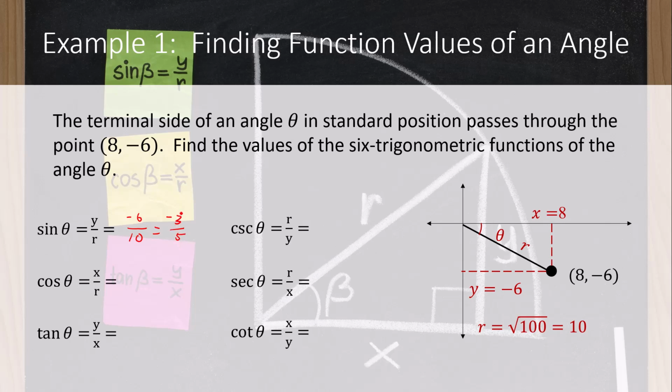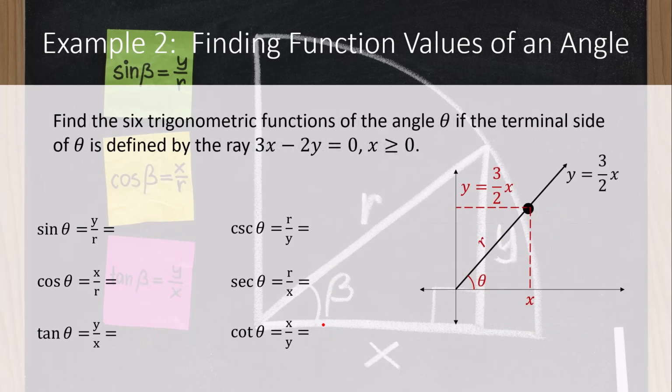Okay, once we know that, we know what cosecant is, because remember, they're just reciprocals. So this is going to be -5/3. Okay, what about cosine? Well, cosine, x is 8, r is 10. That reduces to 4/5. What is secant? Well, it's going to be the reciprocal of that, 5/4. All right, what about tangent? Well, y is -6. x is 8. That reduces to -3/4. And then cotangent is just the reciprocal of that, which would be -4/3.